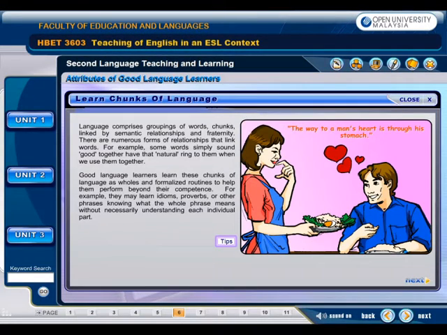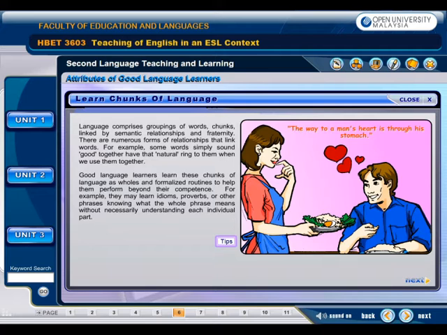Language comprises groupings of words, chunks linked by semantic relationships and fraternity. There are numerous forms of relationships that link words. For example, some words simply sound good together, have that natural ring to them when we use them together. Good language learners learn these chunks of language as wholes and formalize routines to help them perform beyond their competence.